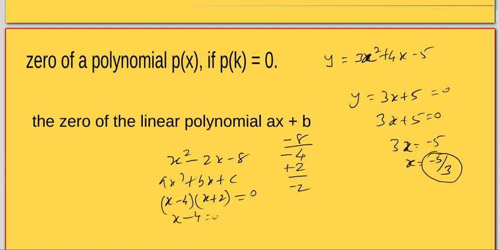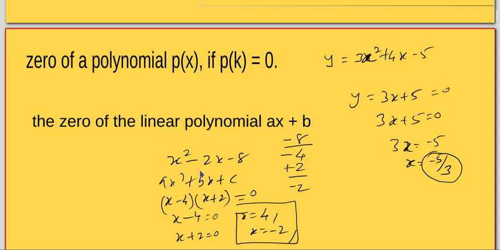So x minus 4 equal to 0 means x is equal to 4. This x plus 2 equal to 0 means x is equal to minus 2. So x equal to 4 and minus 2 are the zeros of this quadratic polynomial. So for getting the zeros of a quadratic polynomial, first we need to factorize the given polynomial. After that, the value we get for that variable is nothing but the zero of this polynomial.